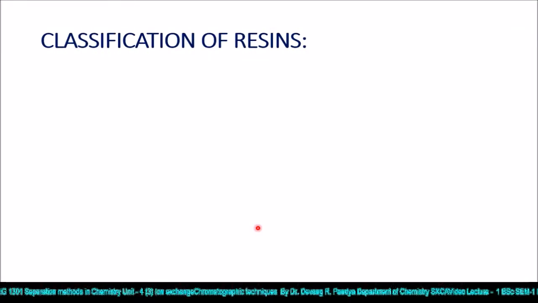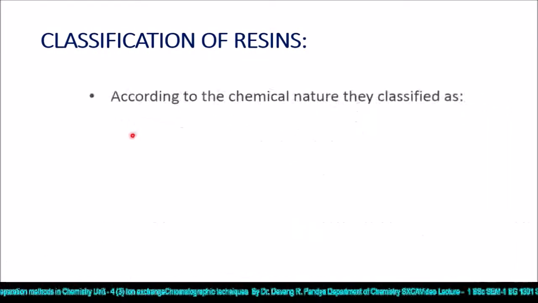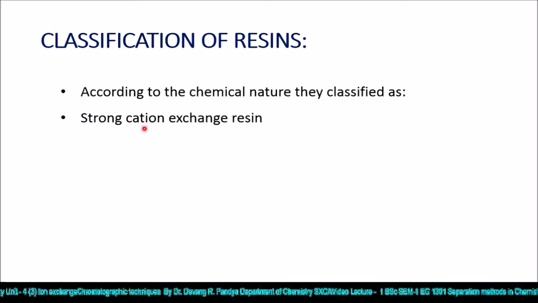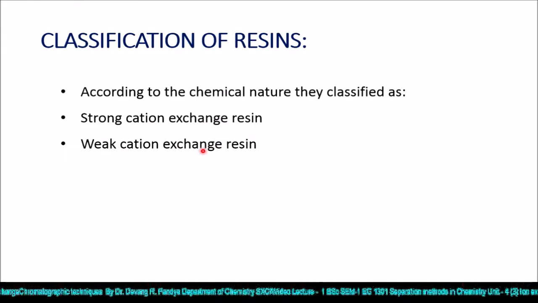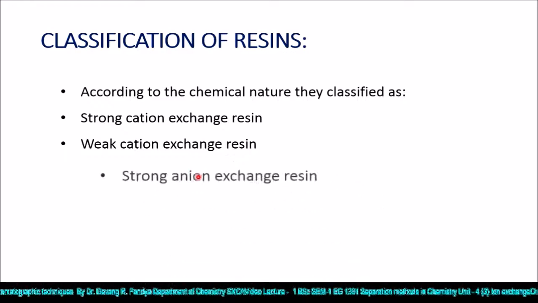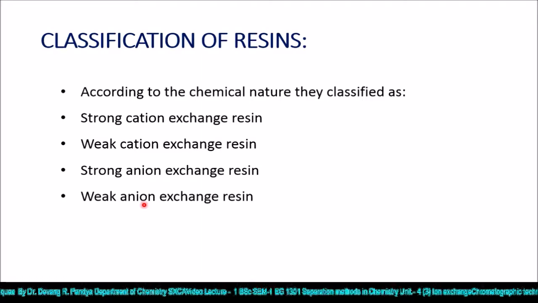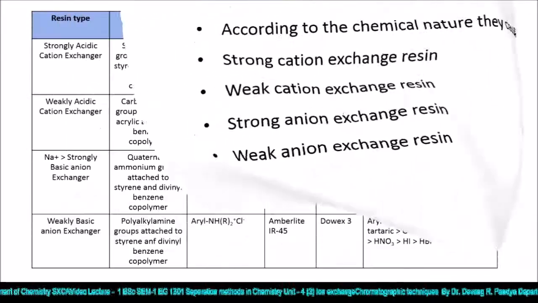Now, classification of reagents. According to the chemical nature, they can be classified as strong cation exchange reagent, weak cation exchange reagent, strong anion exchange reagent, and weak anion exchange reagent. So these four categories would be there. On the nature of the chemical, we can classify the reagents.